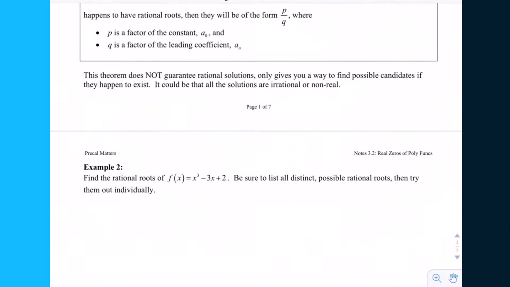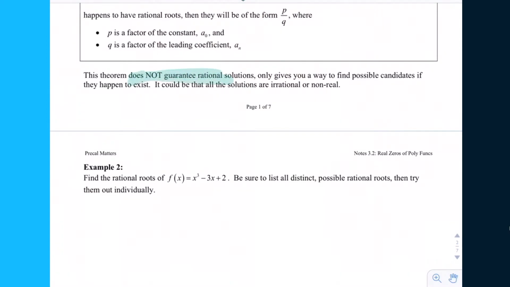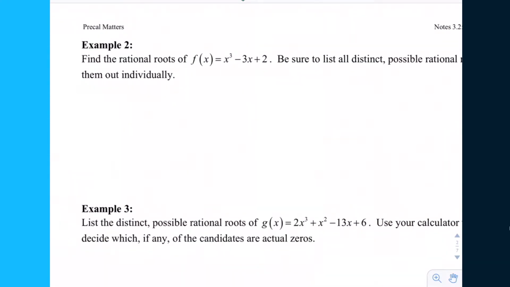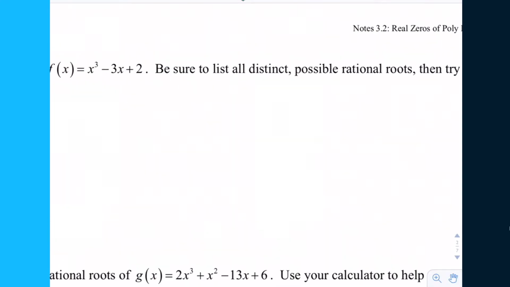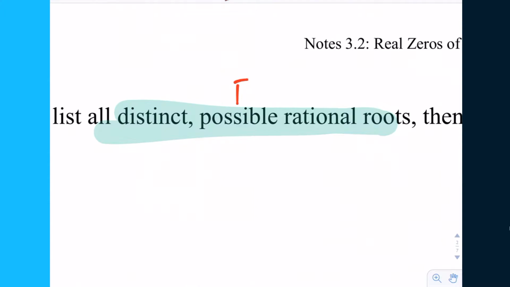Remember though that this is kind of important. The theorem itself does not guarantee that the polynomial is going to have rational solutions. It just says if it does, it's going to be of a certain form. So let's try it out on example 2. It says to find the rational roots of that cubic polynomial, and to be sure to list all the possible distinct rational roots. I'm going to abbreviate possible rational roots today as PRR. It's just a little bit easier to write.